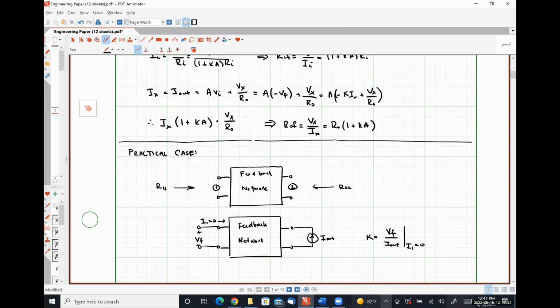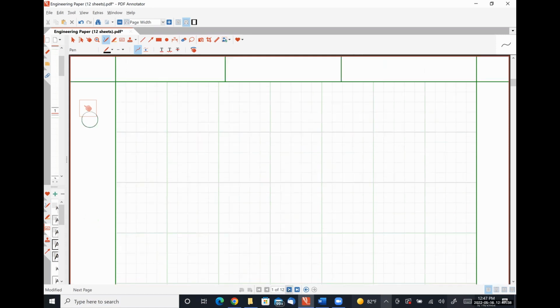Once we've determined R11, R22, and K, we can proceed with our analysis effectively exactly the same way that we've done previously. So with that in mind, let's jump ahead to an example problem. Let's look at the following circuit.